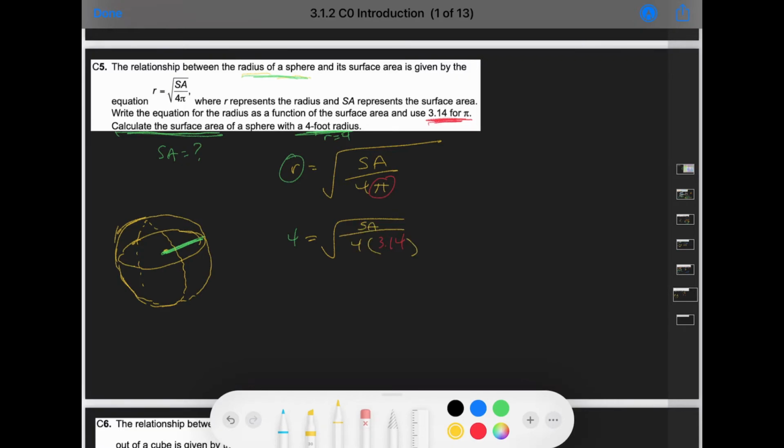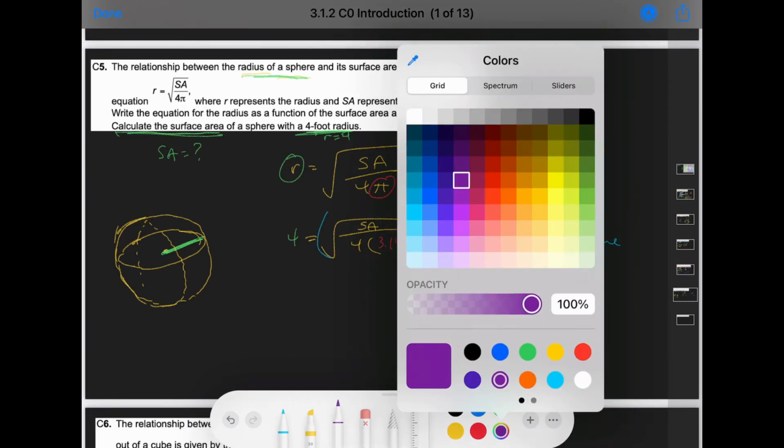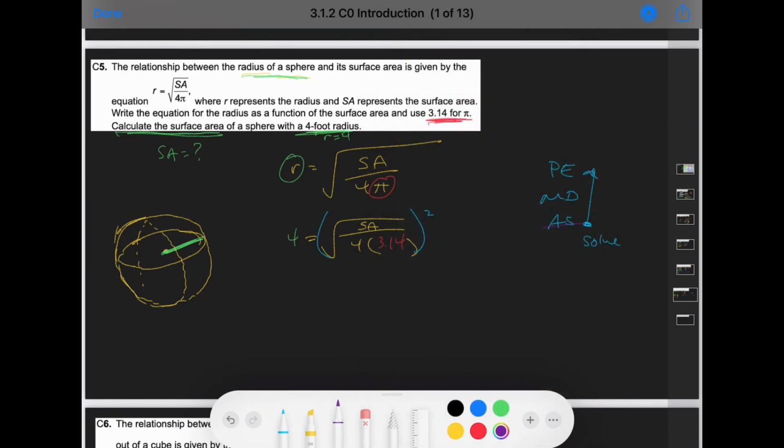Okay. All right, so let's get rid of this radical. Okay, and if you need to, you can use PEMDAS. And I'm actually starting down here when you're solving. So there is no addition and subtraction. And multiplication, division, no. So we're now using exponents. So let's go ahead and use exponents. So power of 2. So that becomes 16. This 2 and this little 2 up here and the radical sign are going away. So now you're just left with SA over 4 times 3.14.